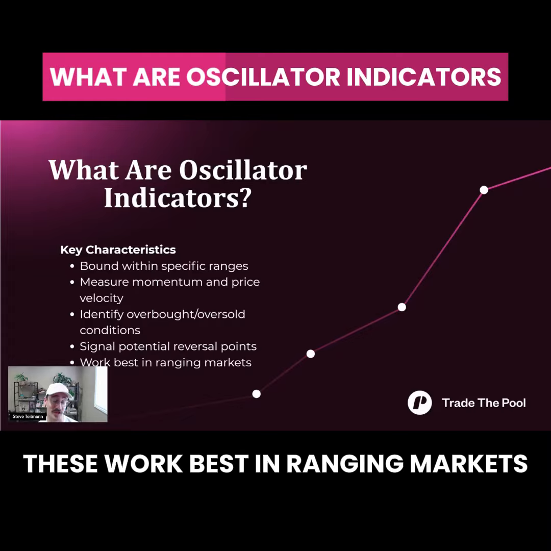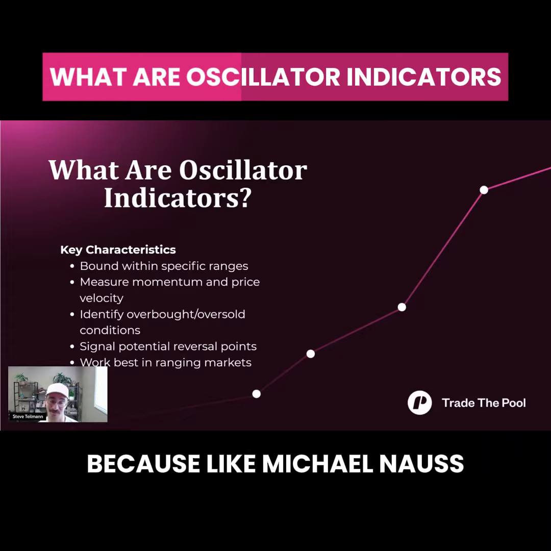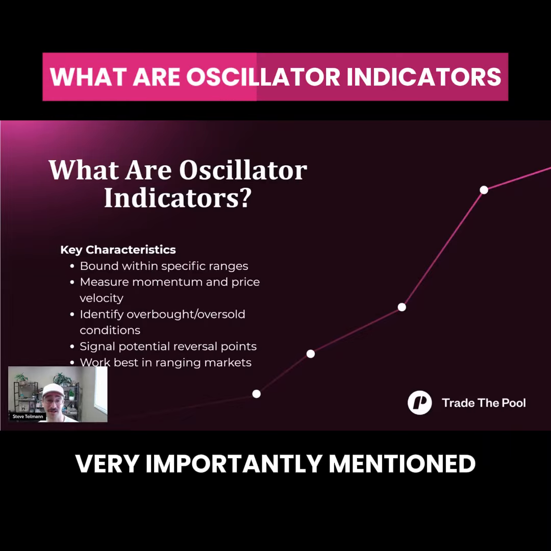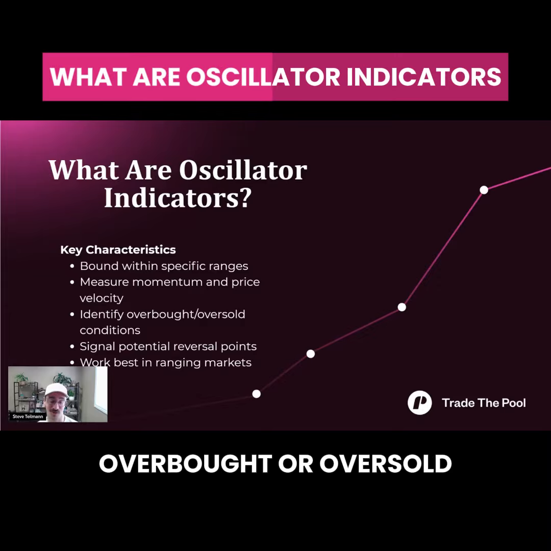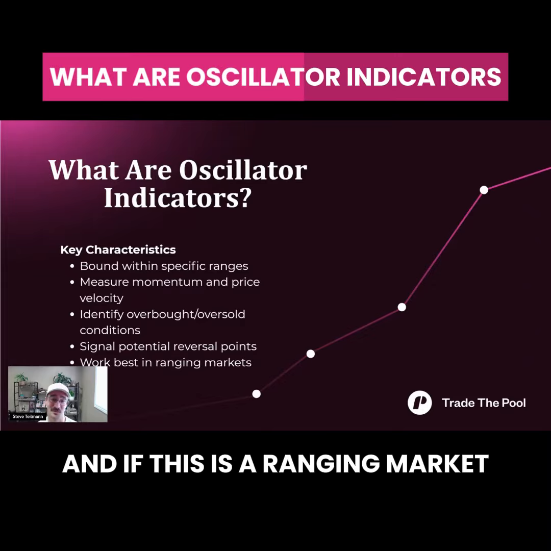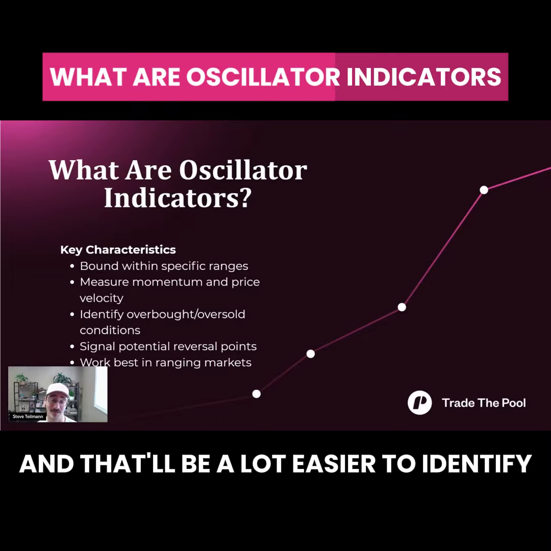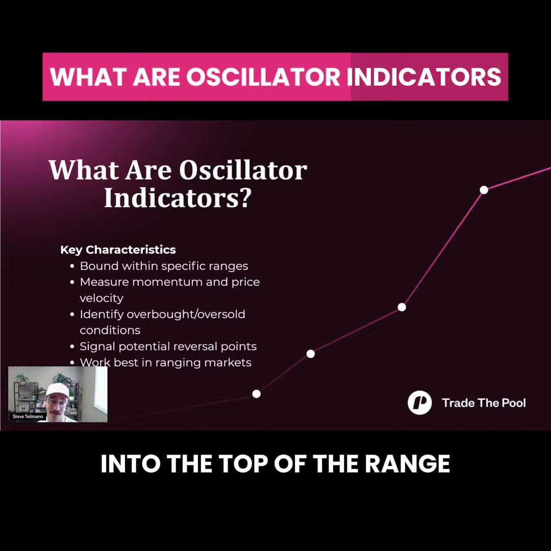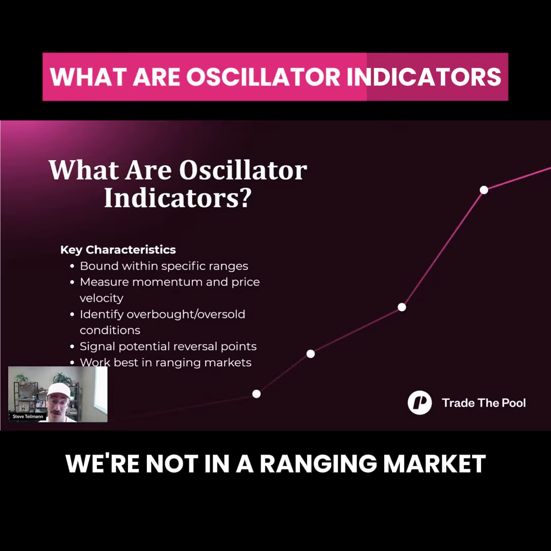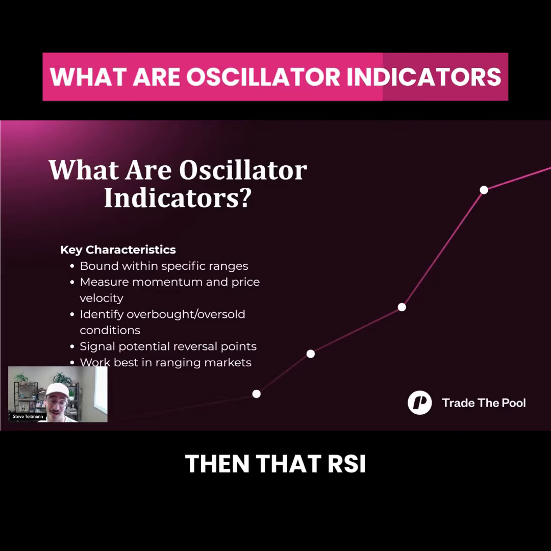These work best in ranging markets because, like Michael Noss very importantly mentioned, things can stay overbought or oversold for a very long time. If this is a ranging market, then we're trading up and down in a range, and that'll be a lot easier to identify that topping action into the top of the range. Whereas if we're breaking out of a range, then that RSI can just stay overbought as price rips higher.